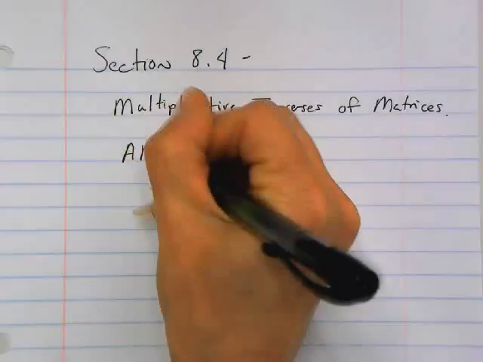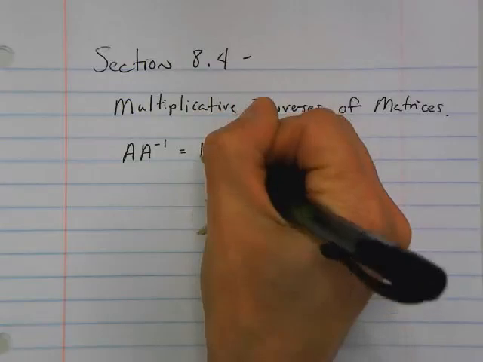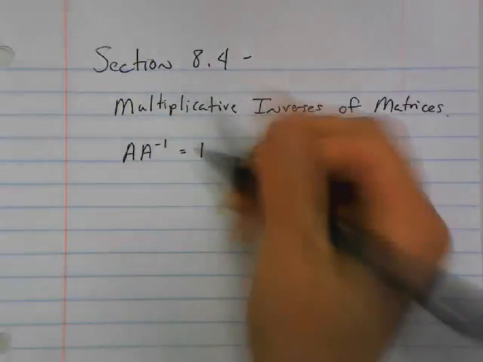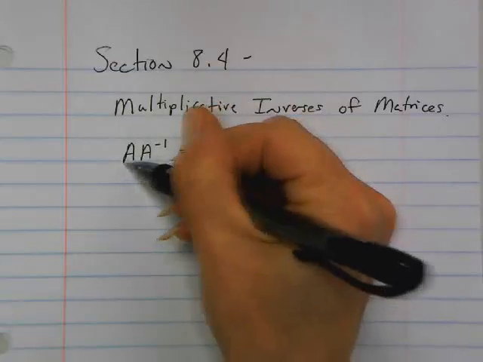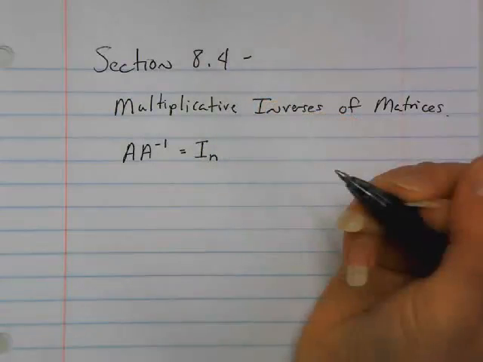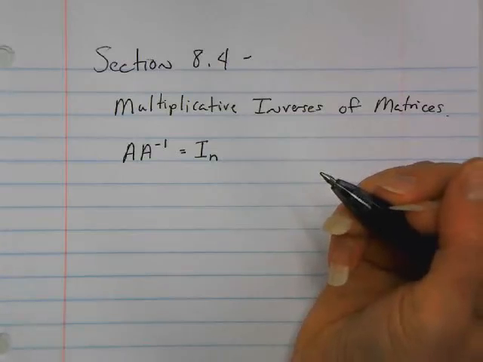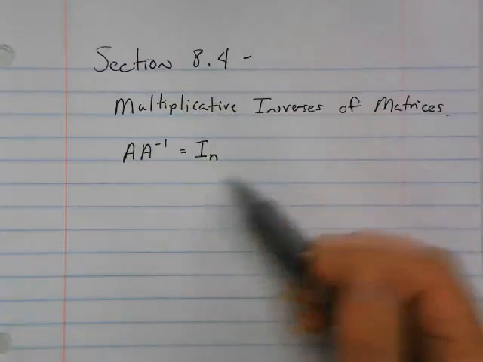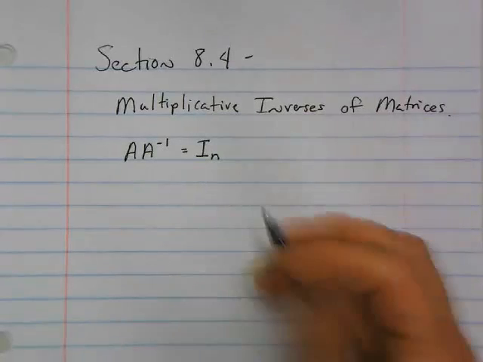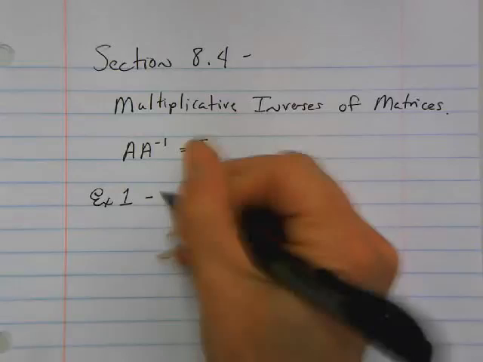If you take A times his inverse, you would get 1. Okay? Well, let me rephrase that. You multiply A by his inverse, you would get I sub n. Okay? And I'll explain what that means in a minute. But what you're going to end up with is a matrix that has ones on a diagonal and zeros everywhere else. So let's go ahead and walk through how to do that.